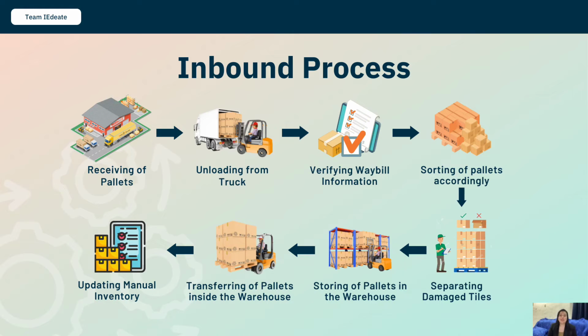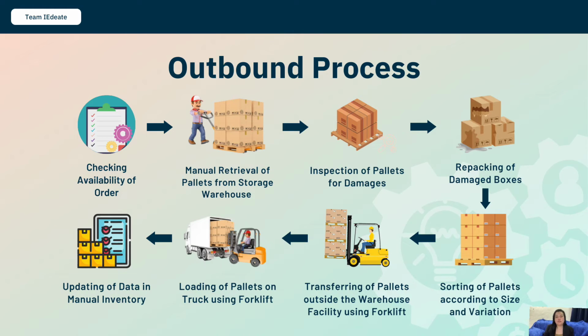And lastly, the manager will update the inventory manually. The existing outbound process of the company initially starts with checking the availability of orders from the requests of the branches within the Philippines. If the orders are available, the following process will be the manual retrieval of stocks by the warehouse workers.